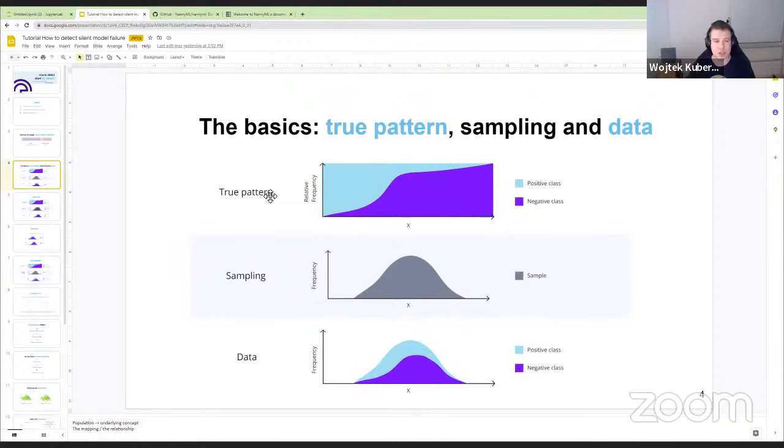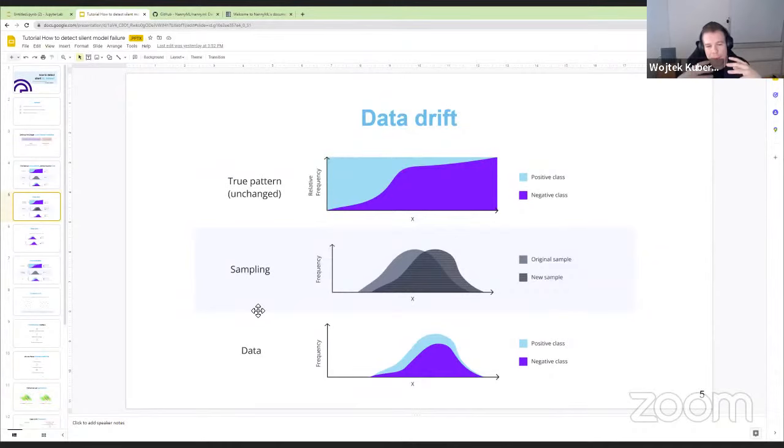And now what can change? Both the true pattern and the sampling can change. So now let's investigate what happens if the sampling mechanism changes. If the sampling mechanism changes, we have data drift. The true pattern that we're trying to find or approximate with our machine learning model is still the same. Nothing has changed there. What has changed is how we sample from this pattern, this population or even meta population, into what we actually have access to. So maybe in one month we're sampling like you see in the original sample, and in another month we're sampling slightly more to the right.